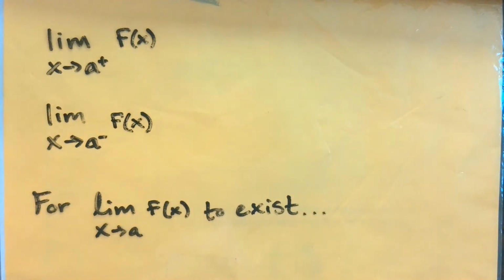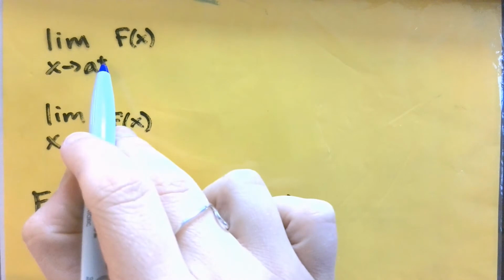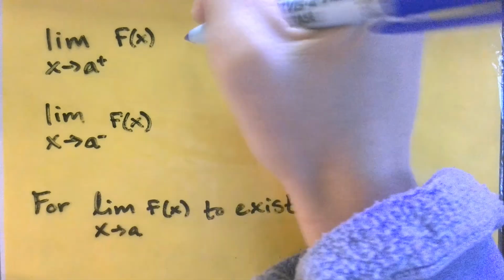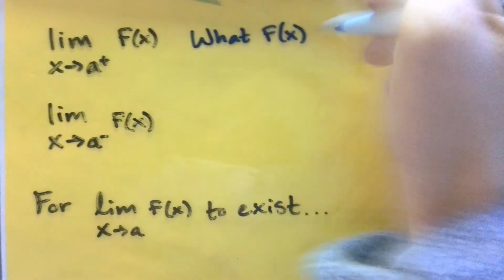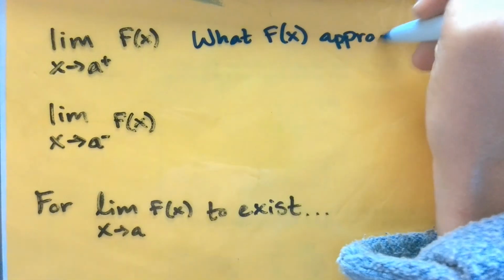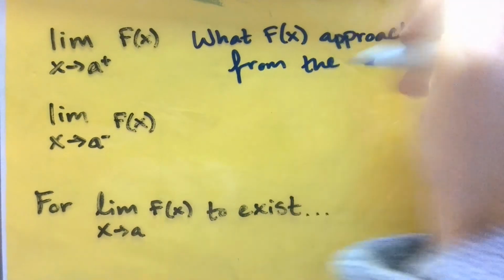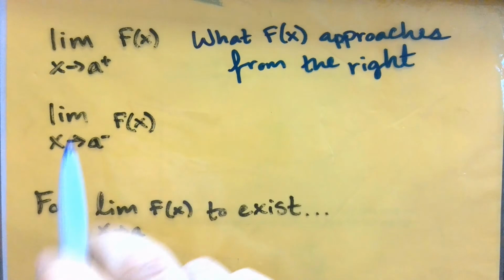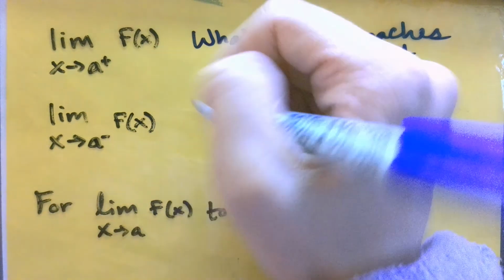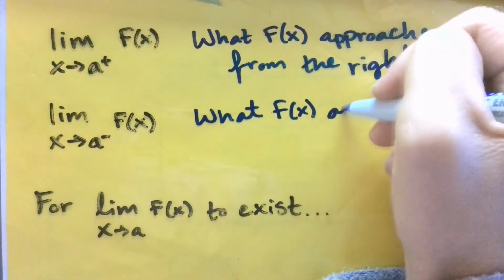So we've really got 3 different types of limits. We have this limit as x approaches a, and then it'll have a little plus sign in the superscript, which means the limit as x approaches a from the right of f of x. So this would be what f of x approaches from the right. Whereas if you have a negative in that superscript, this is the limit as x approaches a from the left. So this would be looking for what f of x approaches from the left.